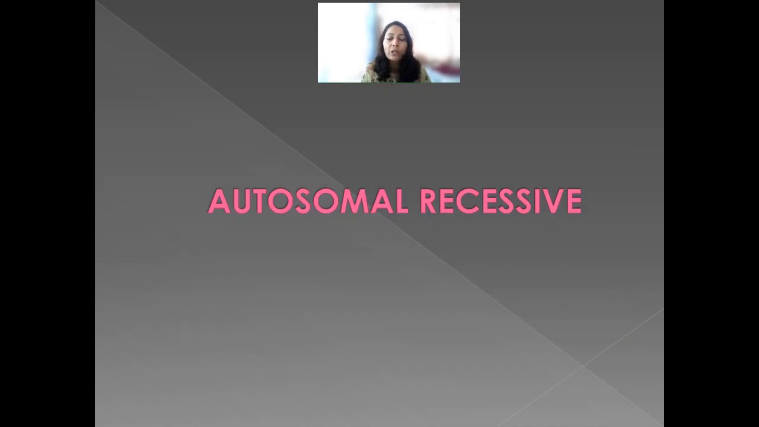So this is how we are going to sort out the problems related to pedigree analysis in just simple 2 steps. That's all for today.